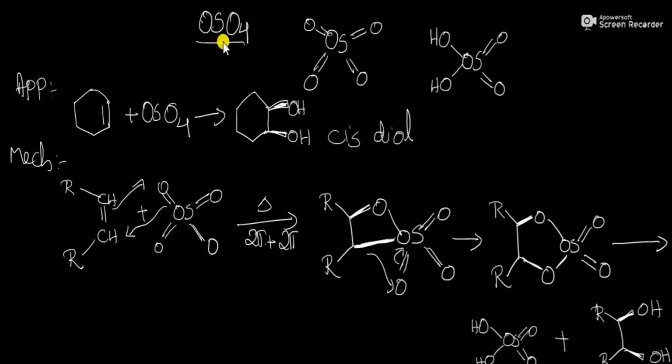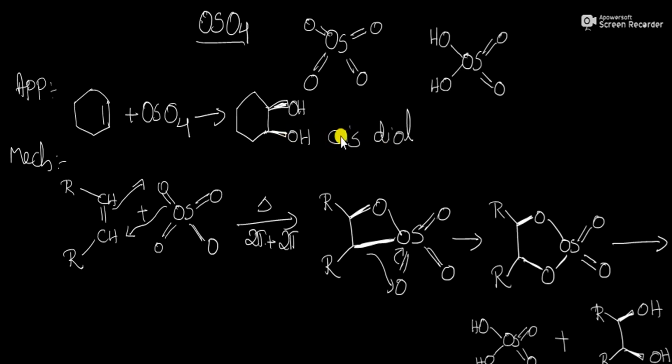Another reagent used for the oxidation of olefin is osmium tetroxide. This is the structure of osmium tetroxide. After the oxidation, it will finally be converted into osmic acid. This is the structure of osmic acid. What is the application of osmium tetroxide? Olefin will be converted into 1,2-diol and it will be cis-diol.